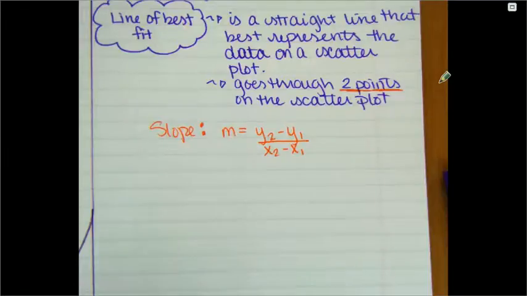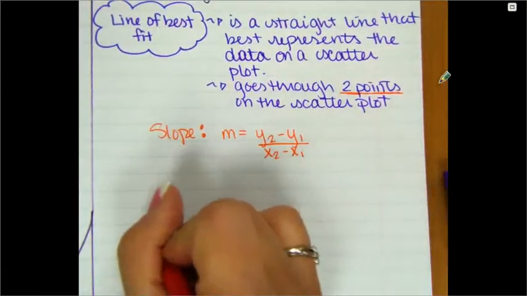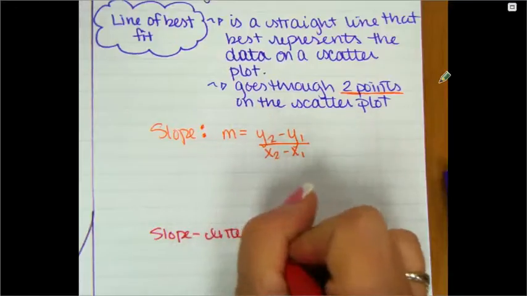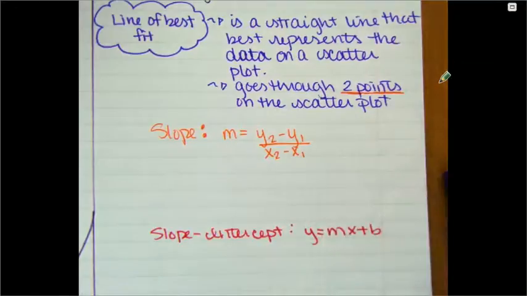That's slope intercept. We're going to get it into slope intercept, which is y equals mx plus b. Which one? Point slope.